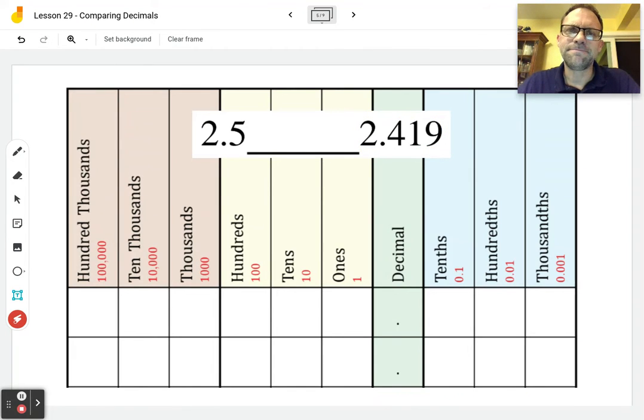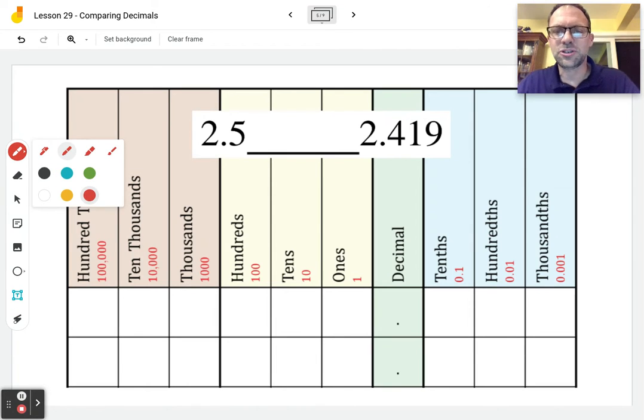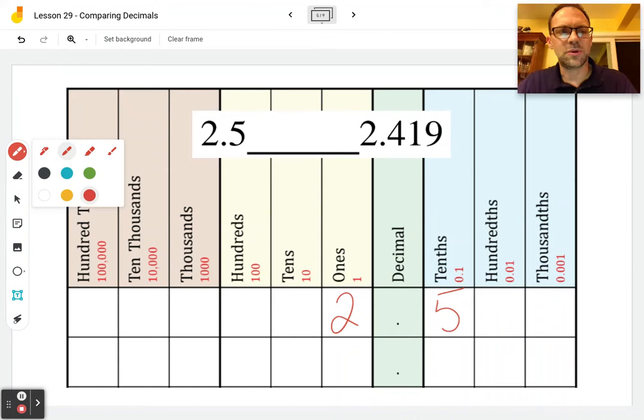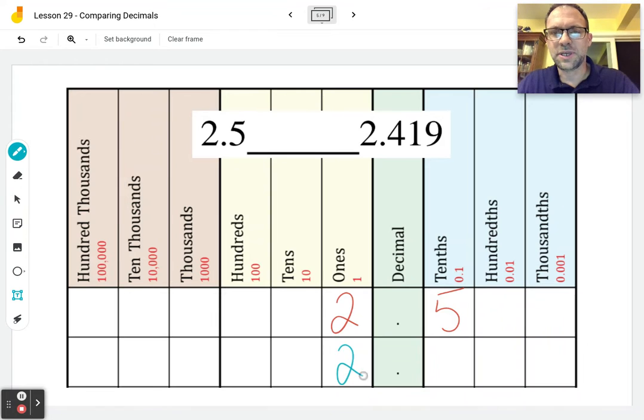Which one is greater? Well, step 1, let's write these numbers on our place value chart. The 2 goes in the ones place, the 5 goes in the tenths place. And in our second number, the 2 goes in the ones place, the 4 goes in the tenths place, the 1 goes in the hundredths place, and the 9 goes in the thousandths place.